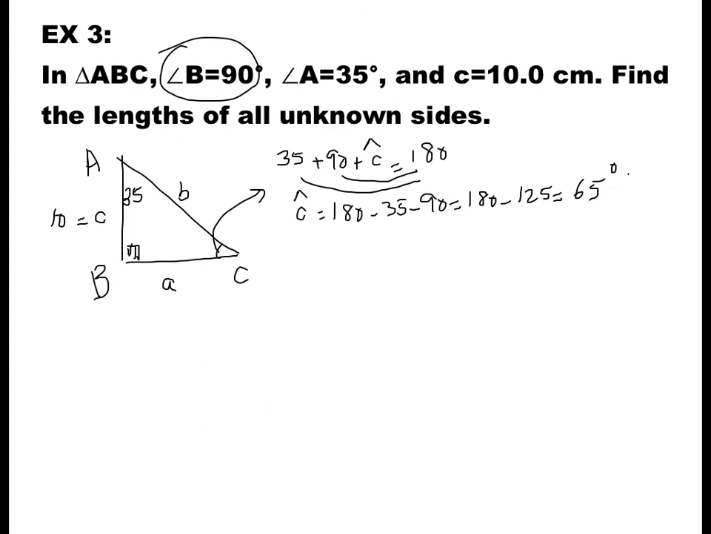Now it's a matter of using SOH-CAH-TOA to find the other two sides. Now to find side a, I'm going to use the tan of angle A, because I know angle A is given. The opposite to angle A is side a, and also I know the adjacent, so I can use the tan. So I can say tan 35 is equal to a over 10. Cross multiply, I'm going to get a is 10 tan 35, which is how much?